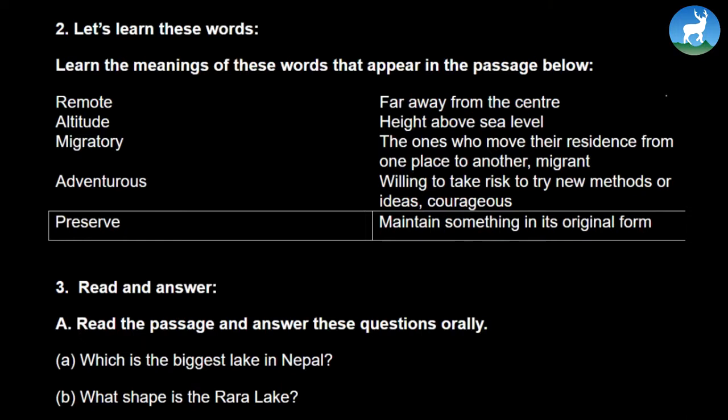These are some of the vocabulary words which are used in the passage that follows. Let's go through these words right now. You'll find this in your book. Let's learn these words. Learn the meanings of these words that appear in the passage below. We'll be dealing with the passage after we are done with number 2 and 3. Okay, number 2 and 3. And I'm sure you all know how to look for the words in the dictionary, don't you?